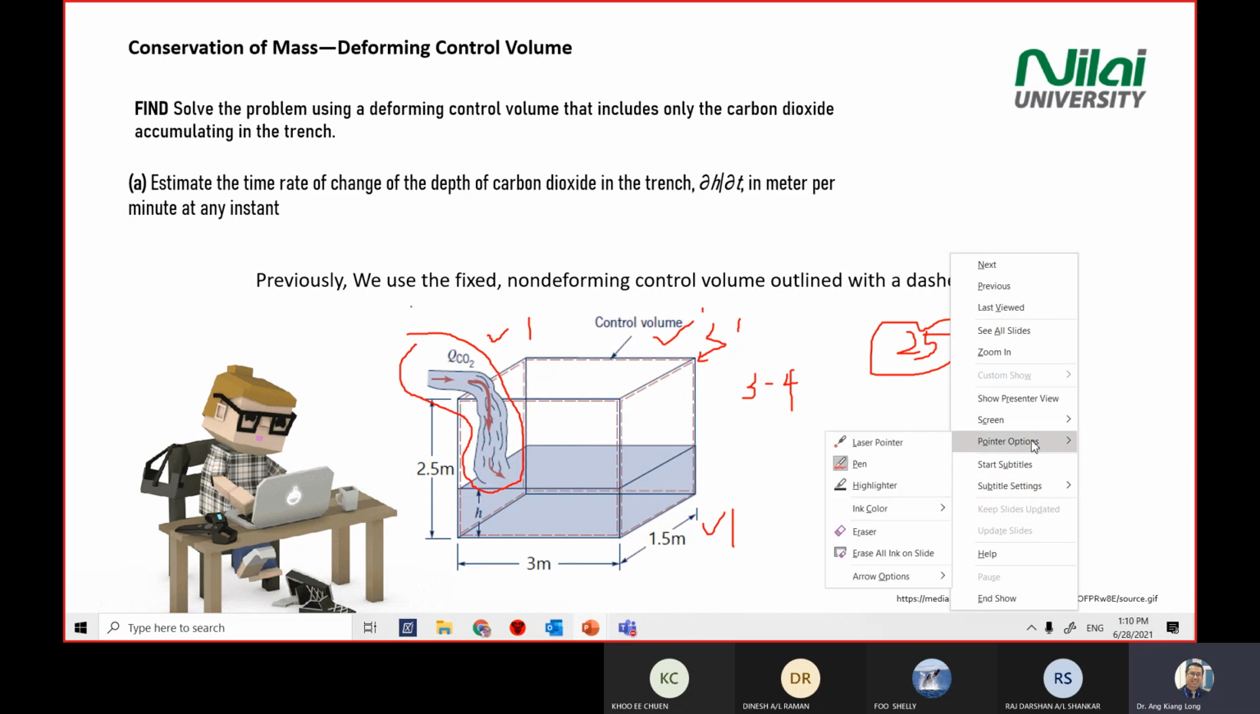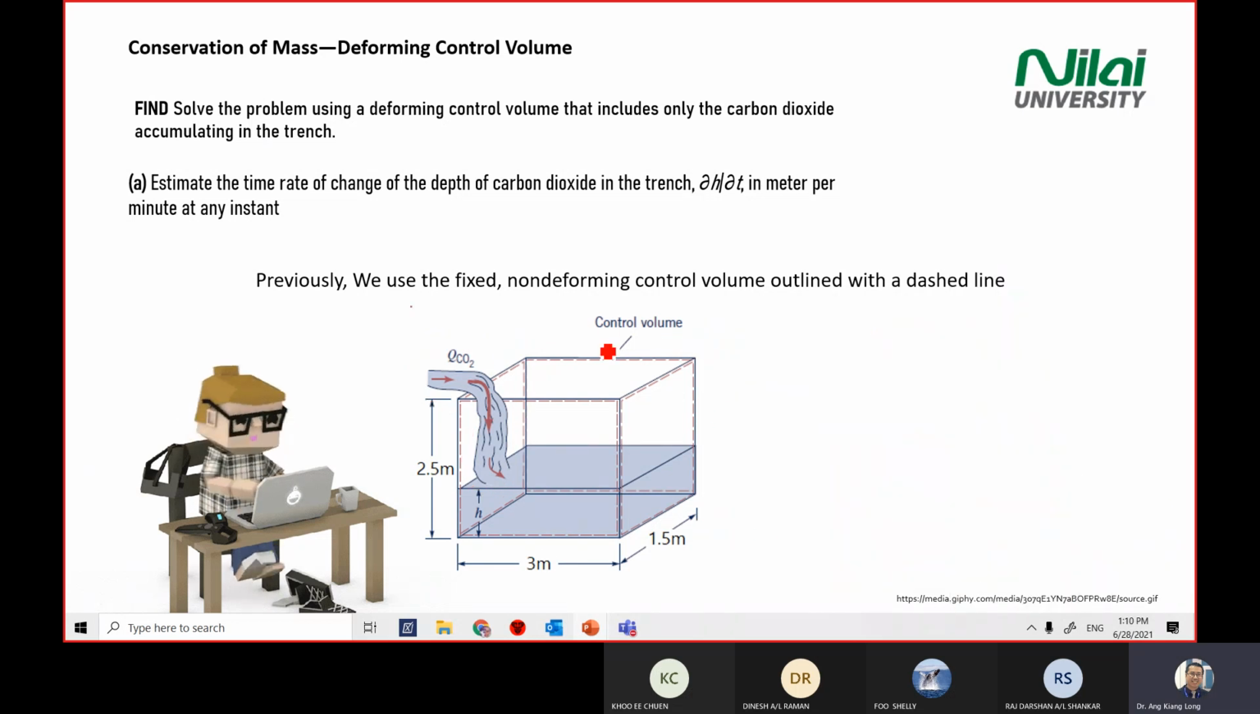So I think you don't have any question on this diagram. I've seen this one before. Only we need to use the deforming equation in this case.